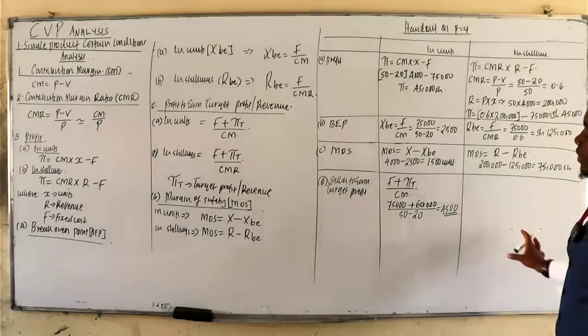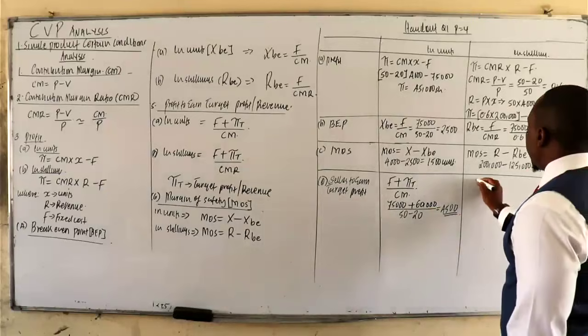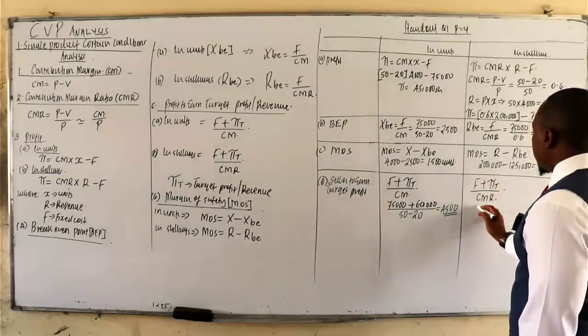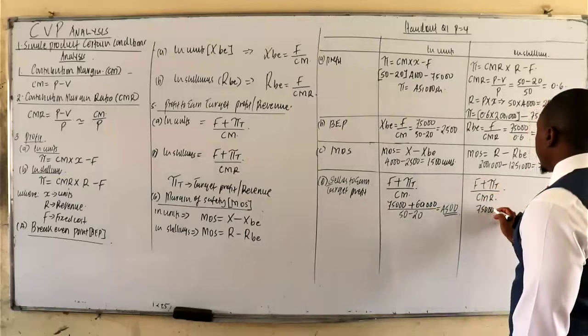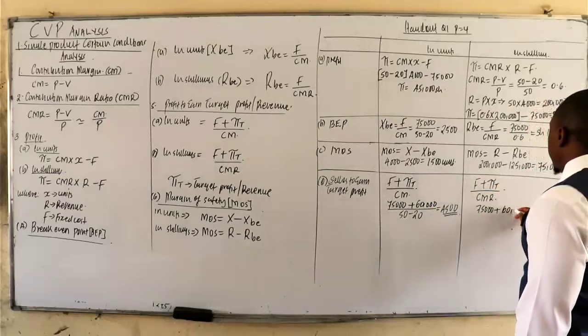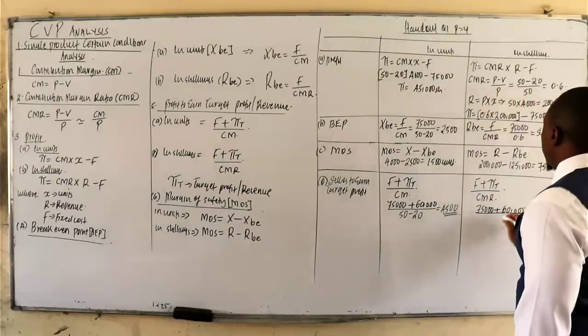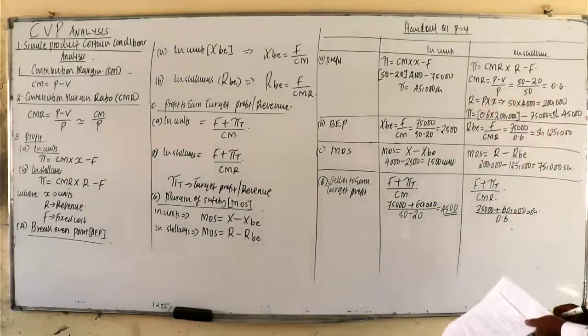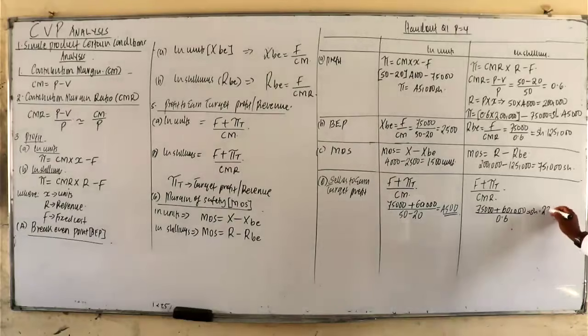What in terms of revenue? In terms of revenue, it's the fixed cost plus the target profit over now the contribution margin ratio. You take the fixed cost, which is 75. Our target profit is 60,000. Contribution margin ratio was 0.6. Therefore, for us to achieve the target, our sales should be 225,000. Good. You can copy.